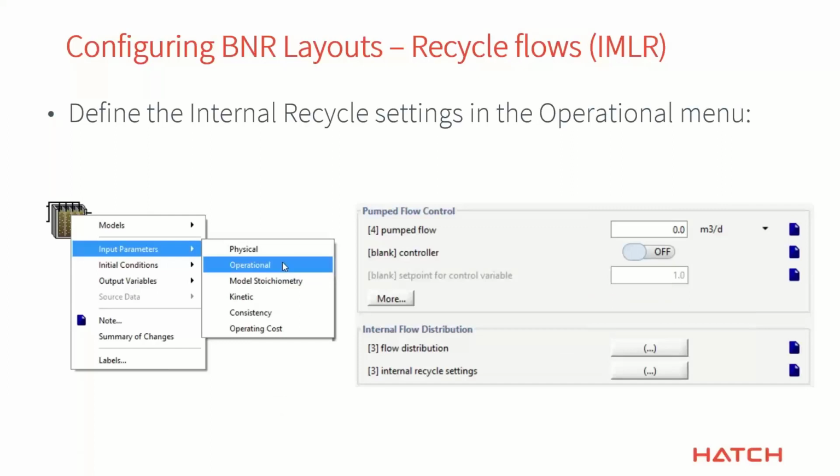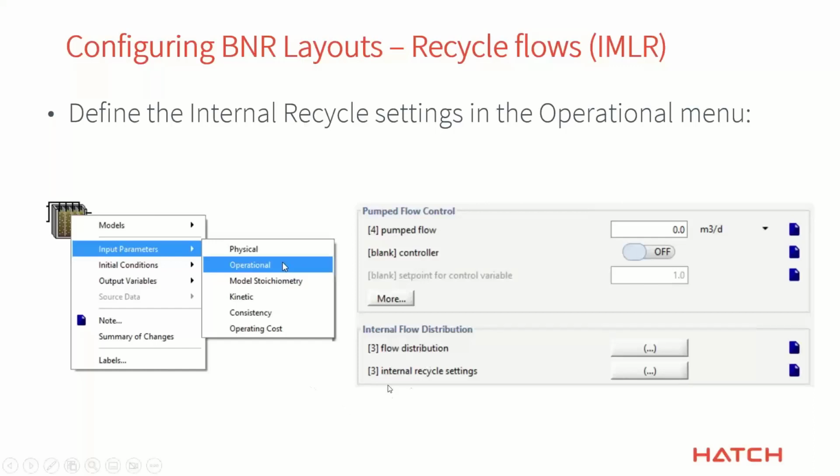Okay, that was the third, and now we're on to the fourth and final thing that you need to set up to do a BNR layout, which is the internal recycle settings in the operational menu. Internal in this case means internal to that particular object. It's from one zone inside to another zone. So you won't actually see anything when you use the plug flow object itself. It's talking about moving from the third reactor to the second reactor, et cetera. So go to the input parameters, operational menu, and slide all the way down to the bottom again.